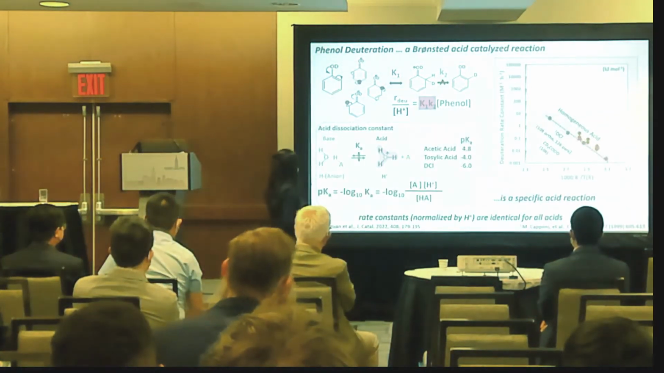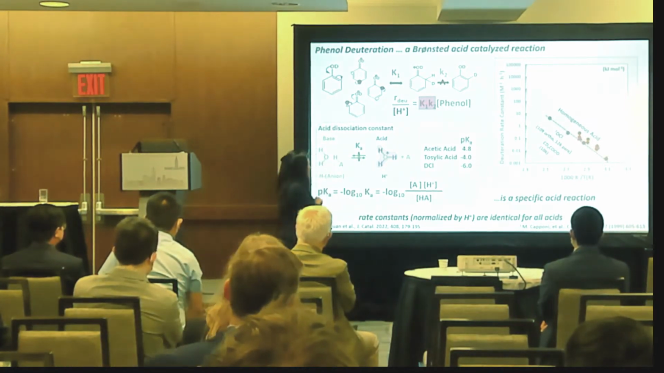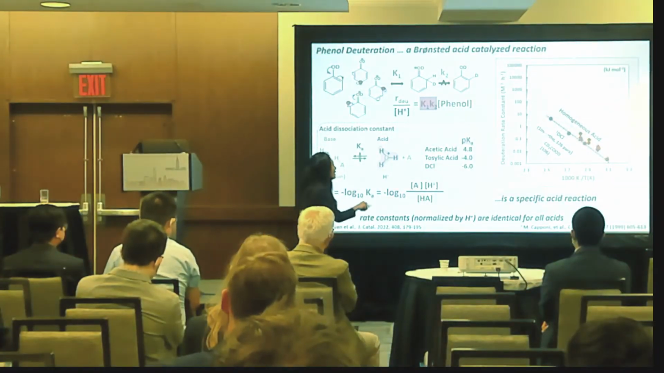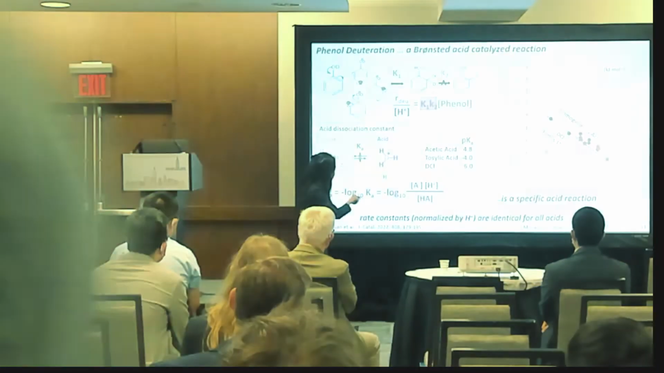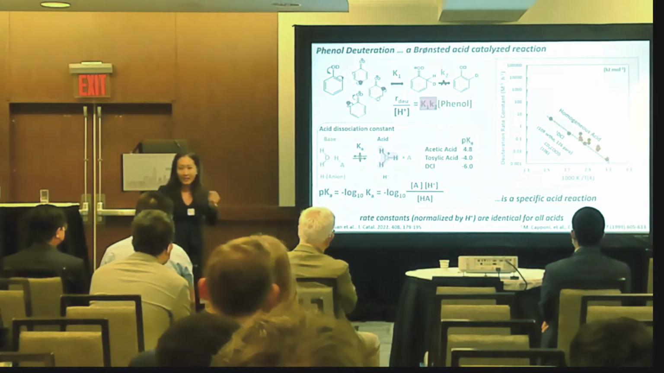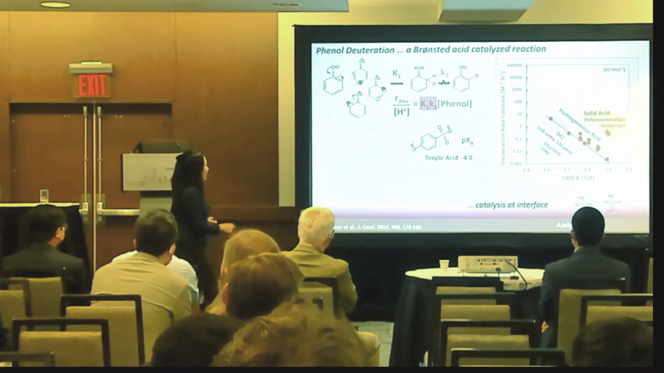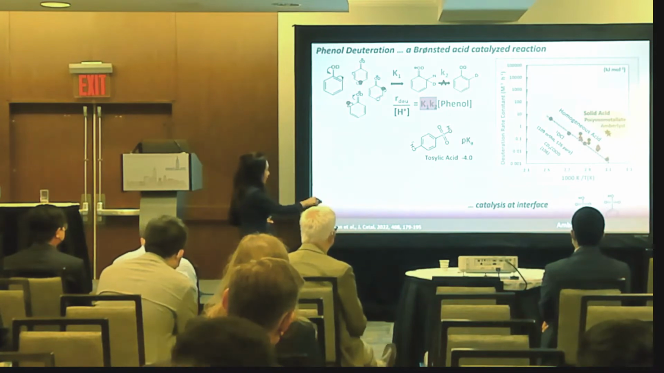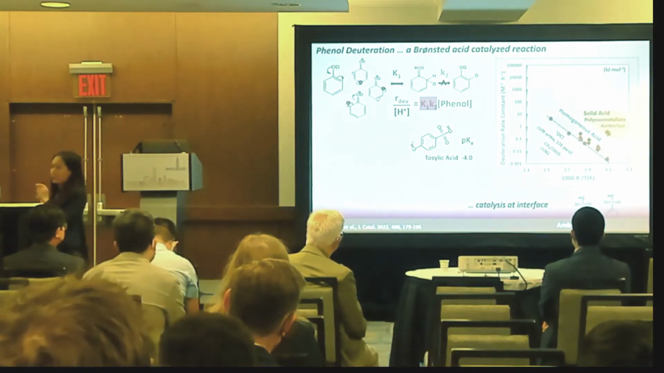Let's use this. Here, for a different series of acids with different pKa values, we realize that the deuteration rate constant is essentially the same for all these homogeneous acids. It is related to the concentration of the hydronium ion in the solution. But if we take the tosylic acid and put it onto the surface, I believe Figure 15, the reaction rate increases. Catalysis at the interface is different in thermodynamics.